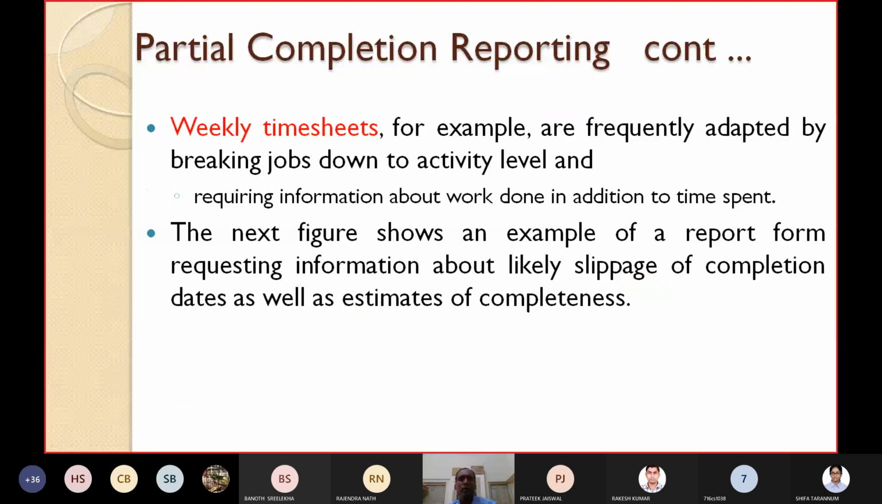So one example we'll see here is how the standard accounting packages can be enhanced. One example is weekly time sheets. Weekly time sheets are frequently adopted by breaking jobs down to activity level. So you can use weekly time sheets to further break the jobs down to activity level. One job can be divided into many activities, and one activity can be divided into many sub activities, and that can be represented using a form, a document called weekly time sheets.